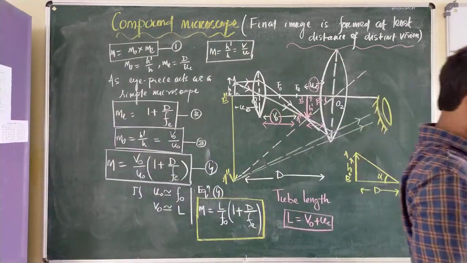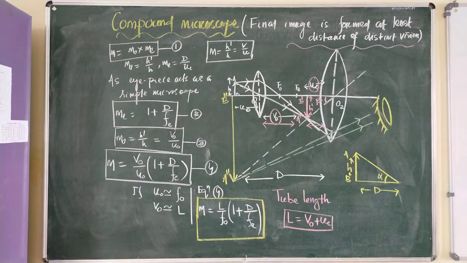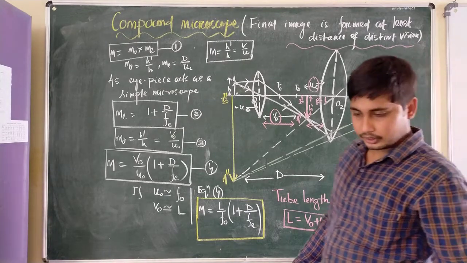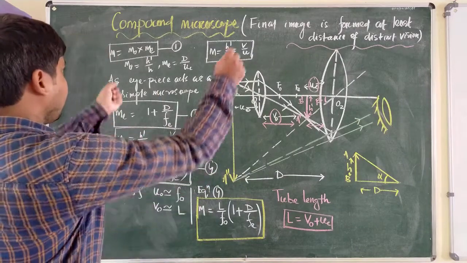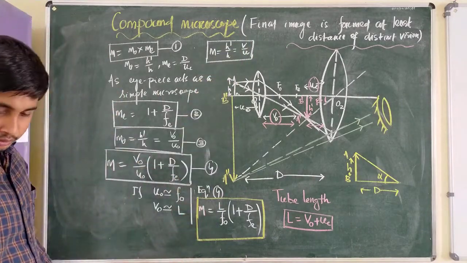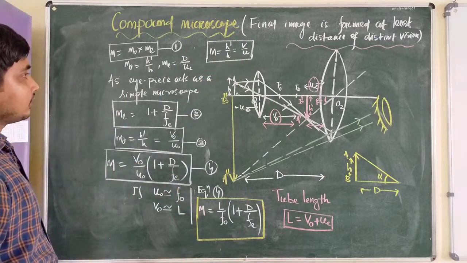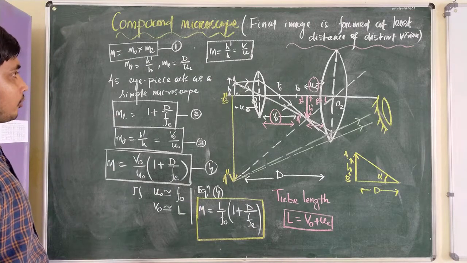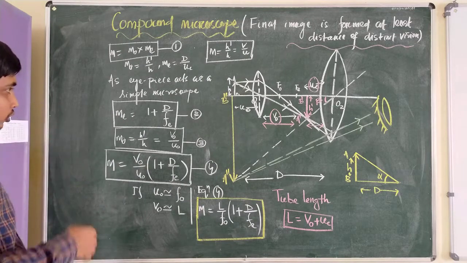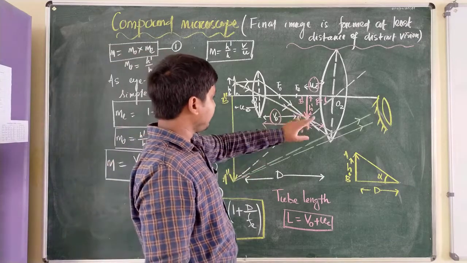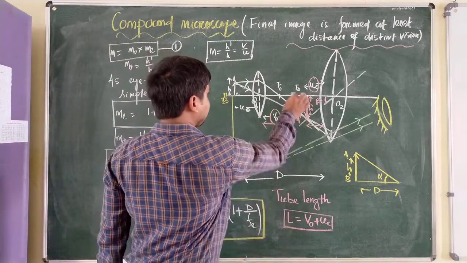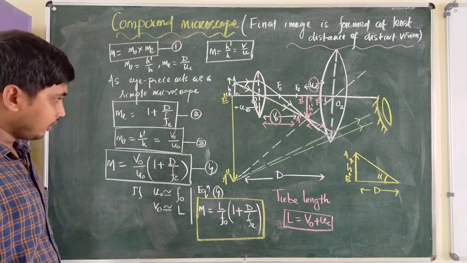So, in the next video, we will see... okay, let us continue in this video only the magnification of this compound microscope when the final image is formed at infinity, or the normal adjustment. As I told you, this image A prime B prime is formed at the focus of the eyepiece. Let us now first draw the diagram.